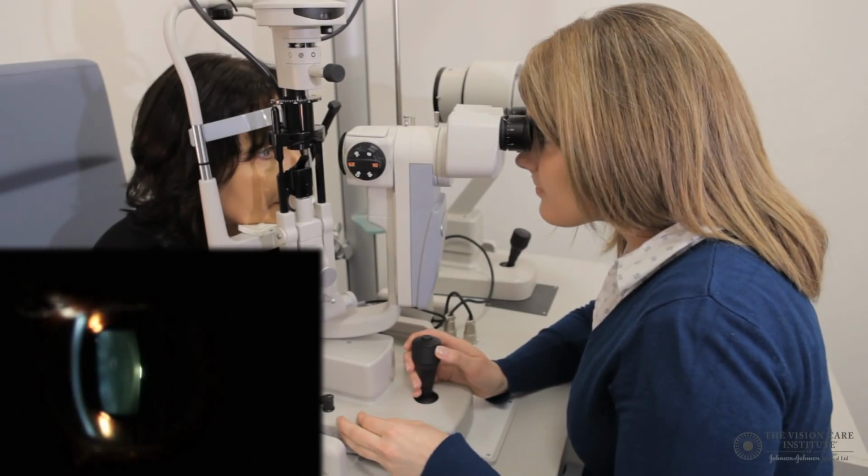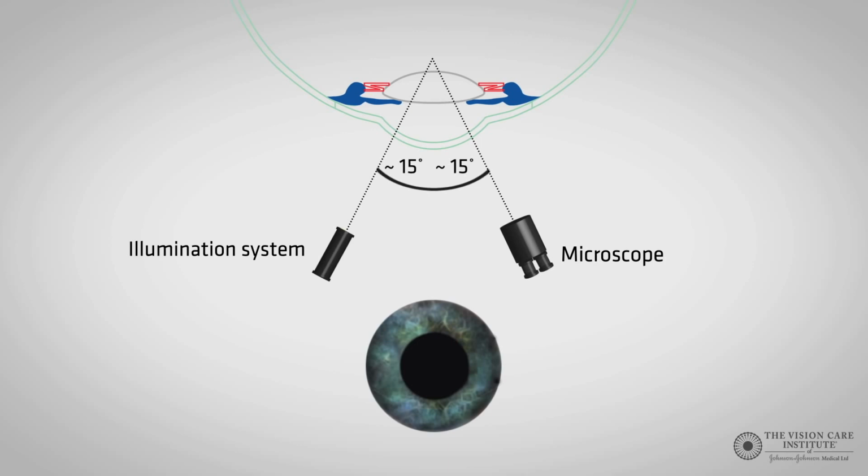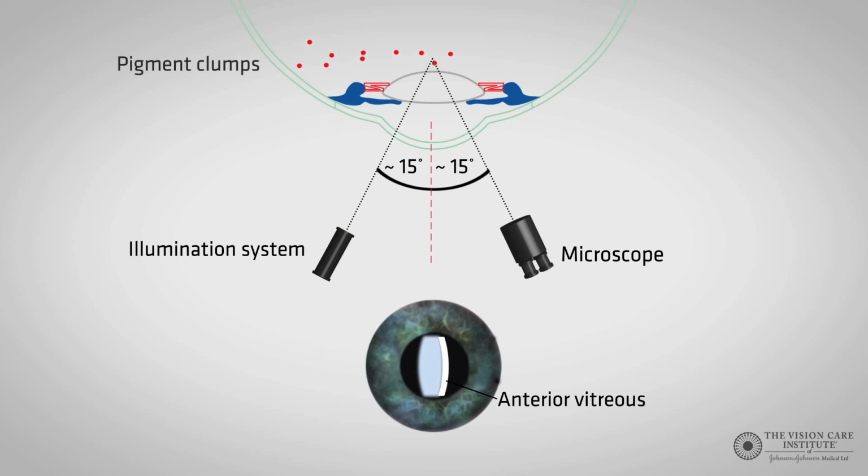What we are trying to do here is to focus on the posterior part of the lens and then move further in so that we are focused in the anterior vitreous, as shown here. Once we have this, if there are any pigment clumps in the anterior vitreous, they will become visible in the beam as brown or black specks within the beam.